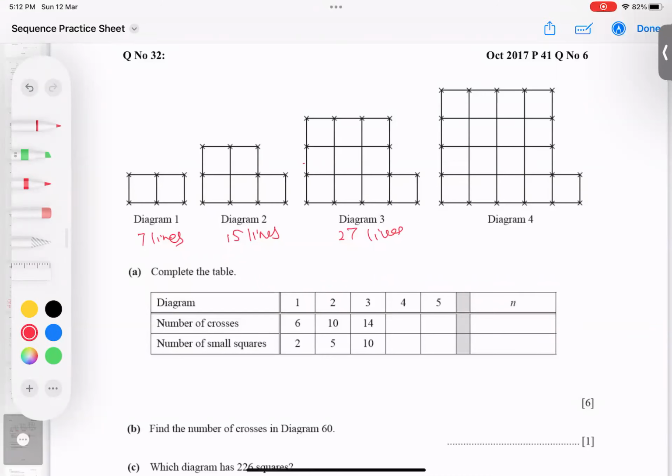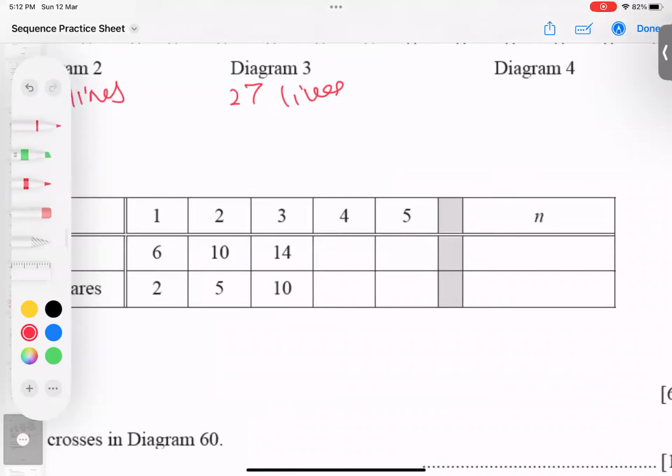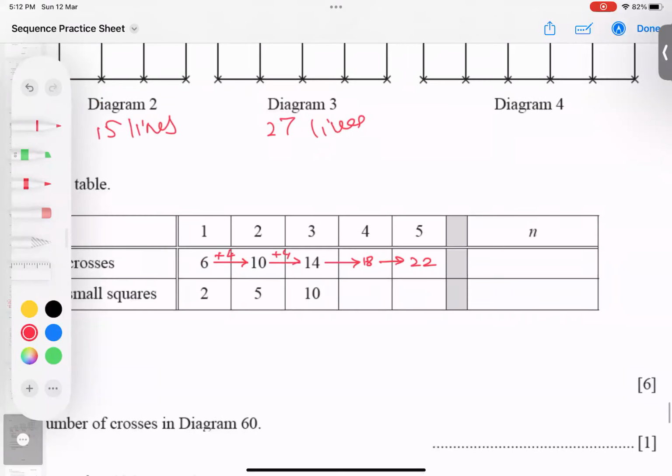First of all, we can fill the diagram easily, these empty spaces. So 6 plus 4 is 10, plus 4 is 14, plus 4 is 18, plus 4 gets 22, and this is clear. Okay, this I do later.